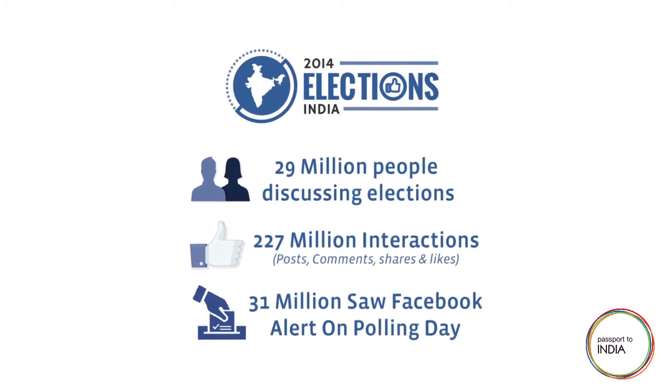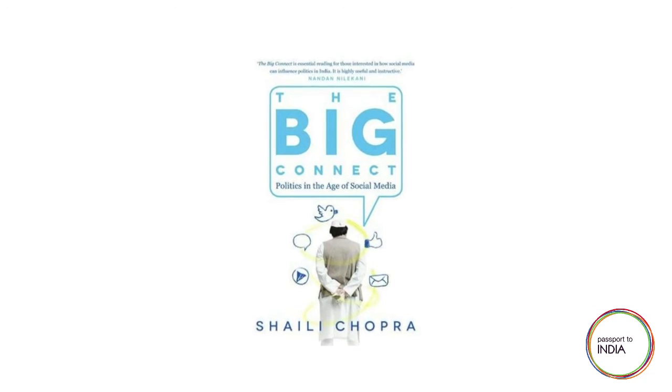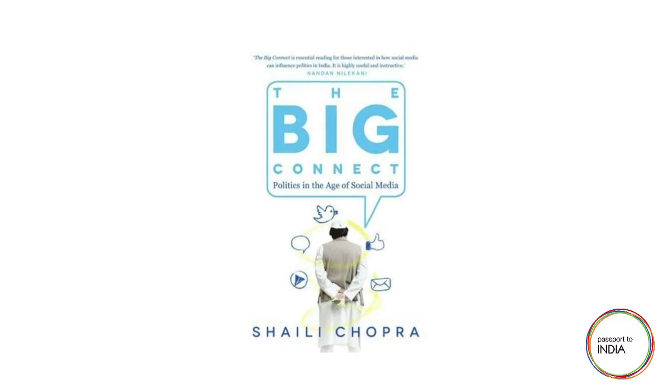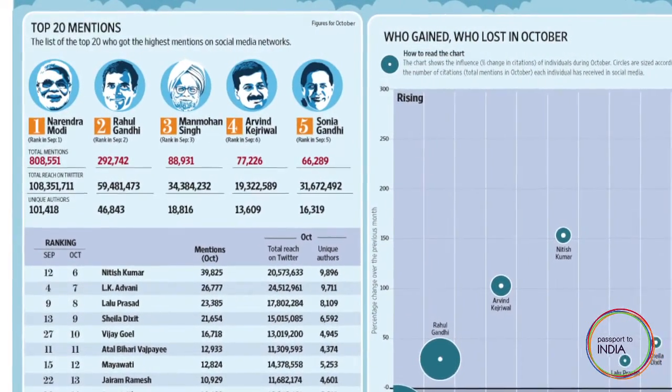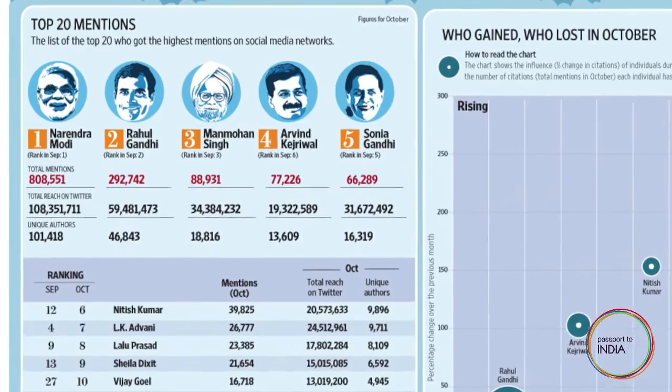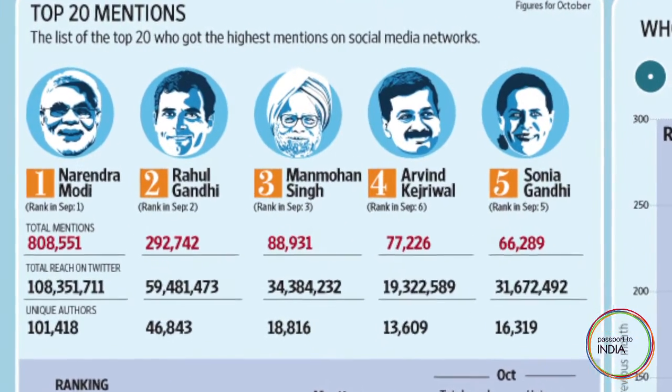Shaili Chopra's book, The Big Connect, Politics in the Age of Social Media, traces the advent of social media on Indian electoral politics, documenting the BJP's first mover advantage, Congress's attempt to fight back, and the Aam Aadmi Party's effective use of social media in the 2013 Delhi elections. As the book was published just before the election of Narendra Modi in 2014, we are due for an update on how the BJP's social media tactics have changed following the transition from opposition to government.